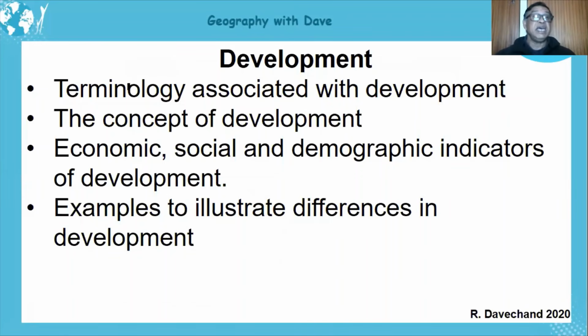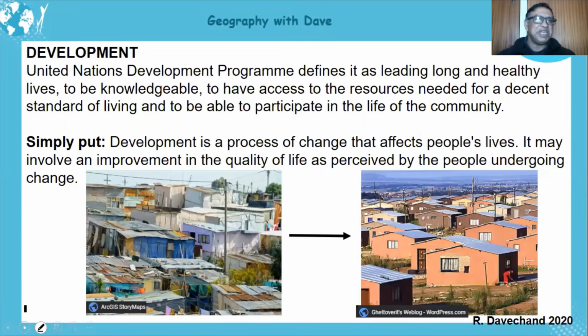What we will be looking at here is the terminology associated with development. Sounds familiar? Grade 9. The concept of development, and the economic, social, and demographic indicators of development. We're going to look at examples to illustrate the difference in development, just simple examples. We'll be coming across factors, etc., in later lessons. So this is very familiar to you from grade 9, and we should be getting good marks.